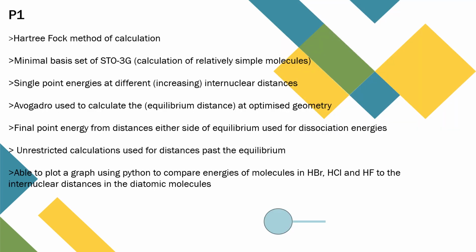Part one: potential energy graphs and dissociation energies of diatomic molecules. The Hartree-Fock method of calculation is preferred, using a minimal basis set of STO-3G, as we are dealing with relatively simple molecules, and this can be used to optimize the molecular geometry at minimum energy structures.